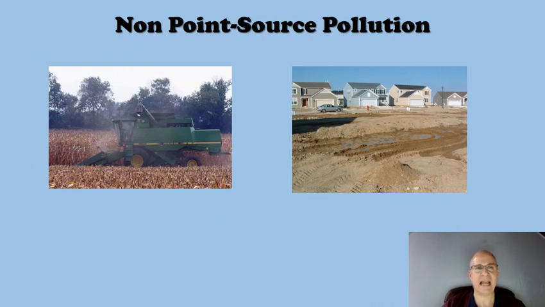So here are some examples of non-point source pollution. On the left, you see the combine harvesting corn, but as it's going along its business, doing what it needs to do, it's sending up a lot of dirt and dust, which can become silt if it goes into a wetland. Here we see a housing development where they have essentially plowed down all the plants in preparation for building houses. This also can lead to silt being dumped into wetlands from lots of different places.